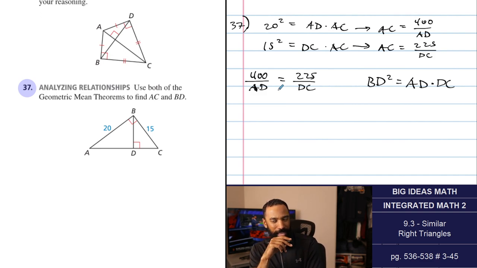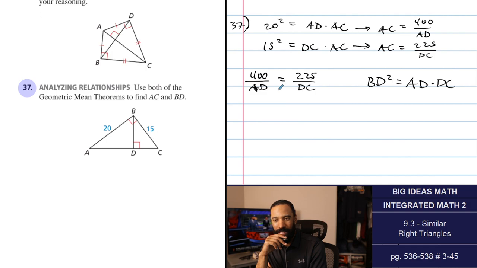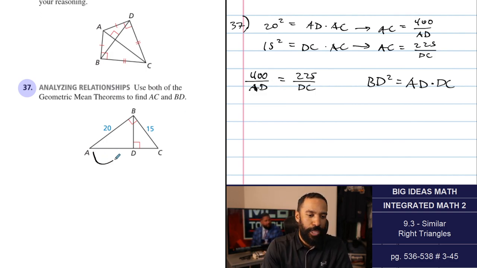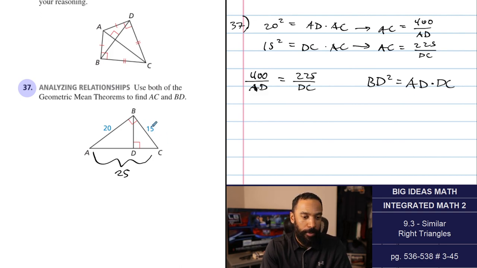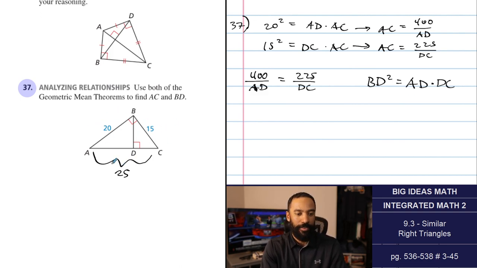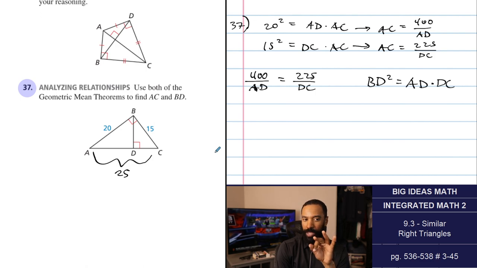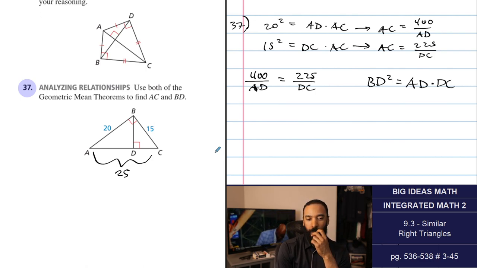Maybe there are other ways I can rewrite that. AD times DC can also be written in terms of that. I want to think about this one actually now suddenly. My big thing is through the Pythagorean theorem, this would be 25. Or, you know what it really is, I didn't use the Pythagorean theorem in my head. It's a Pythagorean triple. This is a 3-4-5 triangle where everything's 5 times bigger. But that's not using a geometric mean theorem. And they said use both of them. There are two theorems. I see. Well, they said use both of them.